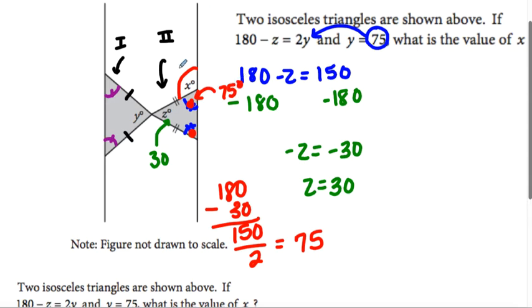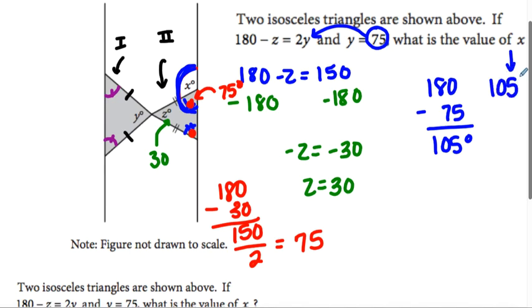So then we look at x, and remember we said these formed a linear pair, a straight angle, and they have to equal 180 degrees. So 180 minus 75 will give me x, so 105. So x is 105 degrees.